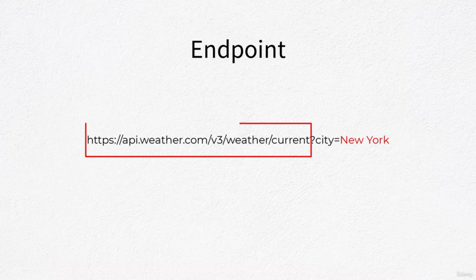So this first part of this URL is our endpoint, and it is indicating that we want to get current weather data. So when this endpoint is executed, a specific function will be executed on the server.